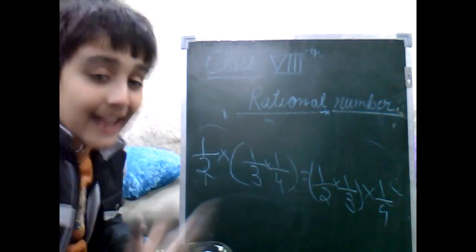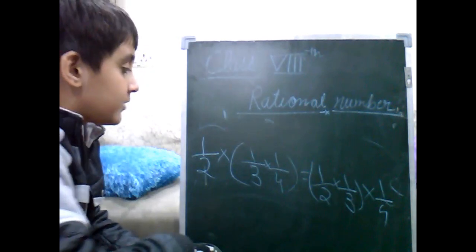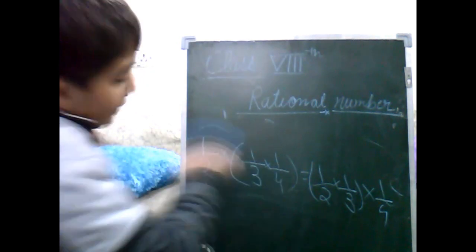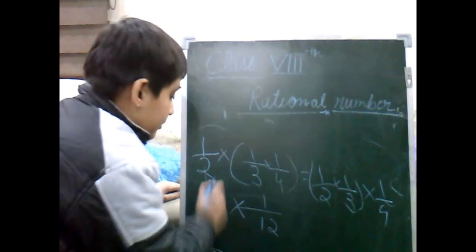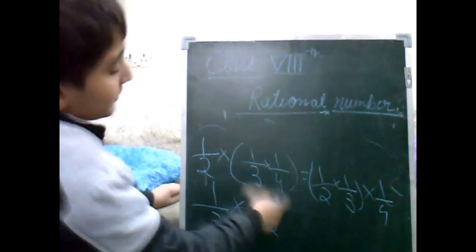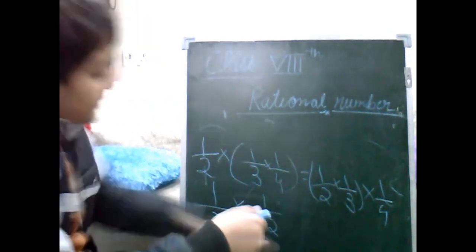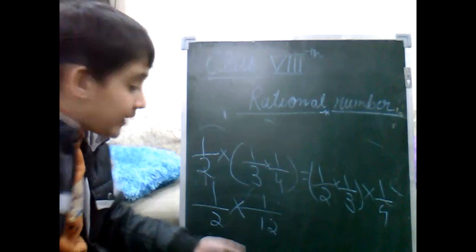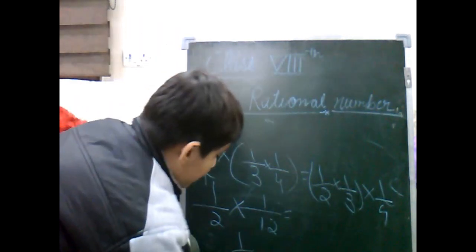It's a nice idea. 1 upon 2 into 1 upon 3 into 1 upon 4. So let's solve. First solve the bracket. 1 into 1 is 1 and 4 into 3 is 12. And 1 upon 2 is in bracket, and then we'll open the bracket. To open the bracket, we will multiply the bracket first. So what is 12 into 2? 24. 12 2s are 24. So it would be 1 upon 24.